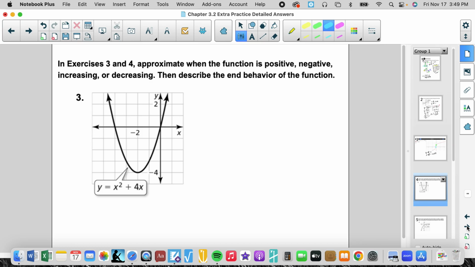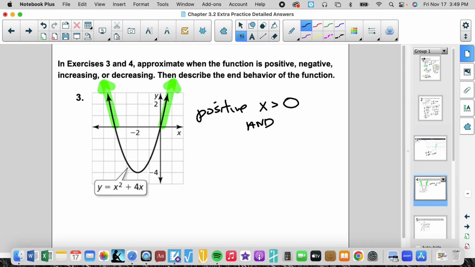Okay, so it is going to be positive from this point on. So that is positive, and this is positive. So we would say that it's going to be positive when x is greater than, I guess we can say greater than 0, and when x is less than, what's that, 4? Negative 4? Less than negative 4.